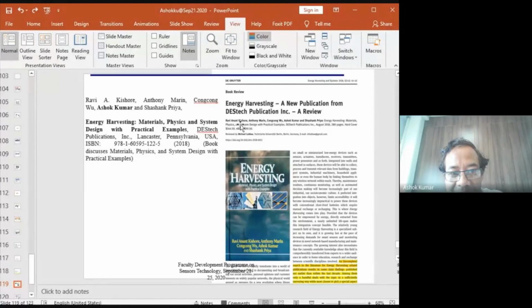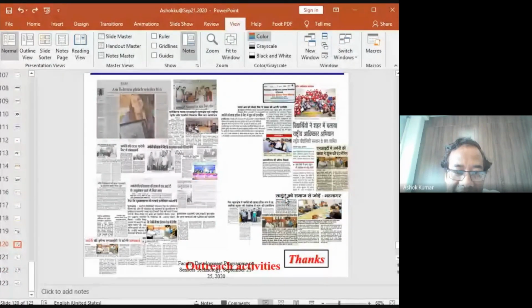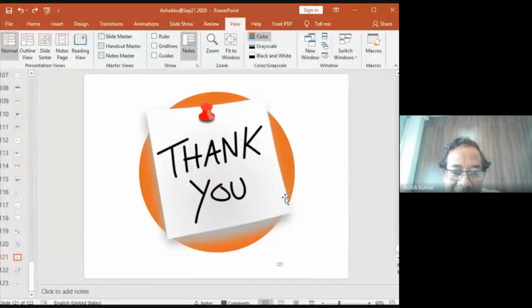And this particular book's review has been published in the Energy Harvesting Journal by Professor Michael Lovelow, a professor at Technical University of Berlin. He says that this is a very good book, very precisely written on this particular topic. He says that he searched in Google with the words energy harvesting and found about 60 references, and this particular book is precisely written on energy harvesting techniques. And then there are several other activities we also keep being involved in.